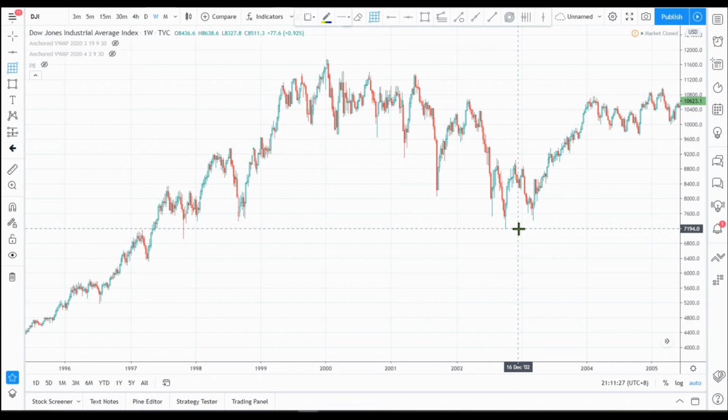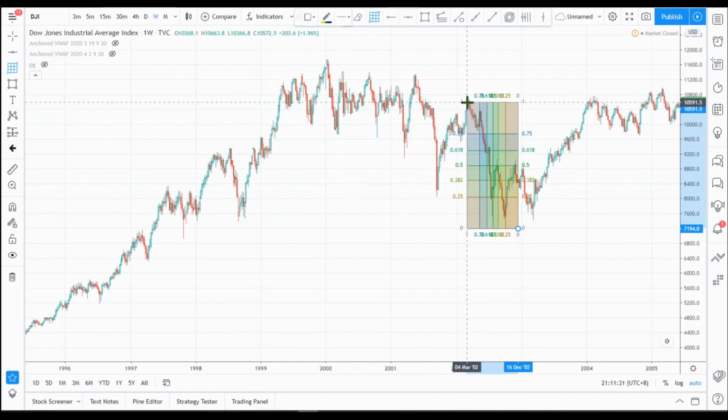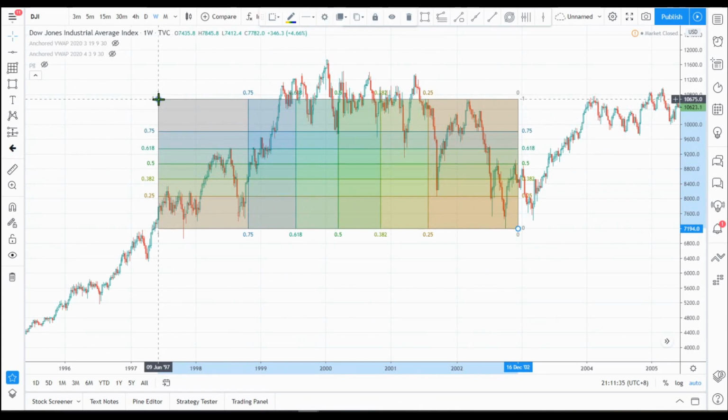So in our example, we're looking to find resistance for the index. So what we want to do is take the first Fibonacci range, taking a price low. In this case, this is an obvious low. And we want to drag the cursor to a price high.